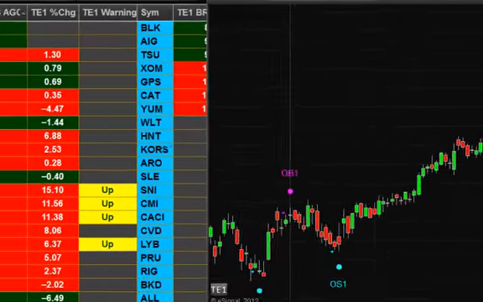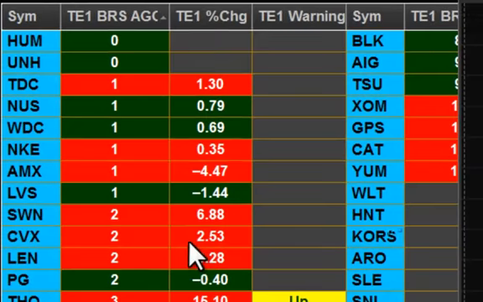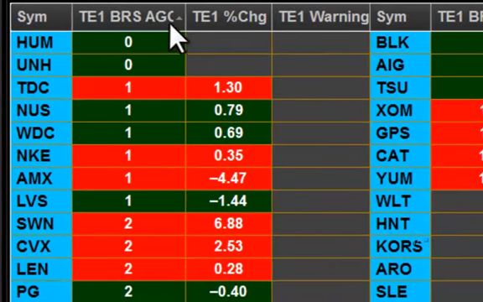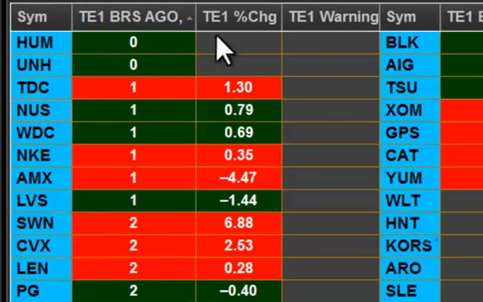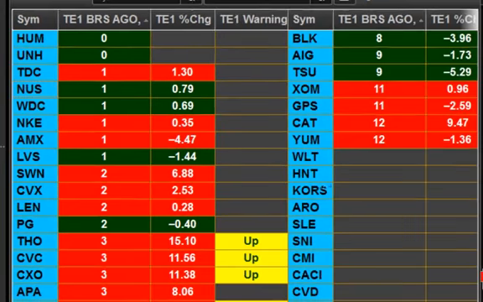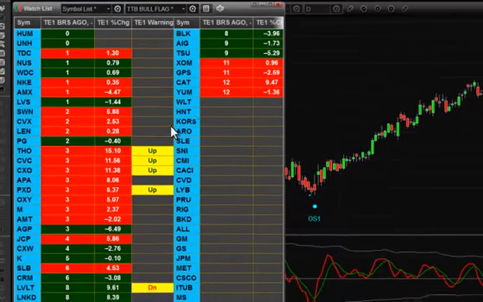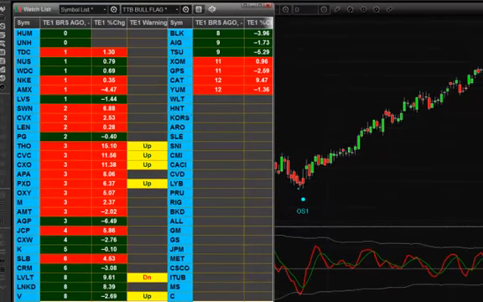Like our other TTB tools, you can see that this Trend Exhaustion 1 tool will plot bars ago, and it will plot the percent change since the signal, and it gives you a warning. These warnings are generated, for instance, if it identifies the fast line is in the overbought or oversold zone and it's approaching the slow line, it'll give you a warning that the setup is about to fire.